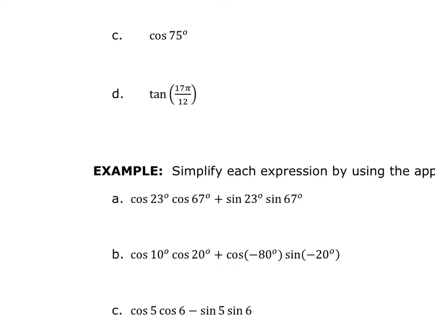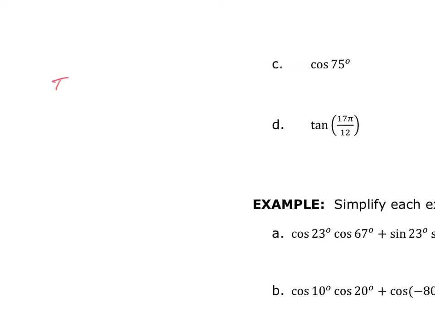So when I'm doing the tangent of 17 pi over 12, remember the values that I can use. I'll do this over here: pi over 6, pi over 4, pi over 3, and pi over 2. Now I need to have the same common denominator to be able to add or subtract these. So I'm going to bump them up to 12 because that's what I see right here, a 12 there.